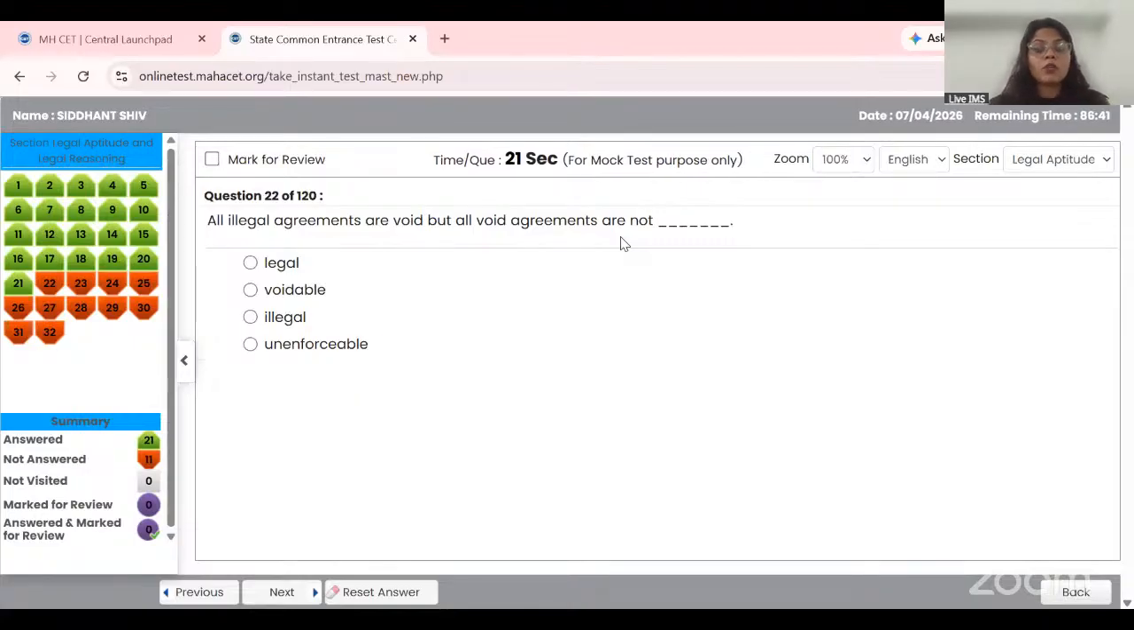But let's say when you enter into a contract with a person of unsound mind or a minor, then that is although a void agreement, but it is not illegal. Okay. You will not be put behind the bars if you enter into a contract with a minor or maybe a person of unsound mind. So this is going to be our correct answer. But all void agreements are not illegal. This is not the right answer.